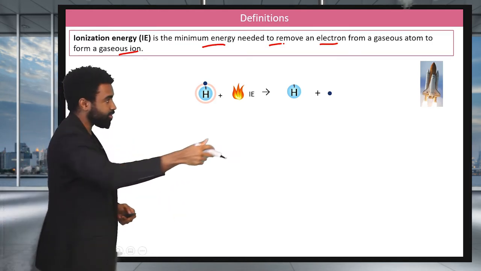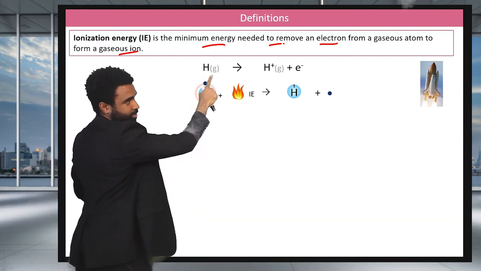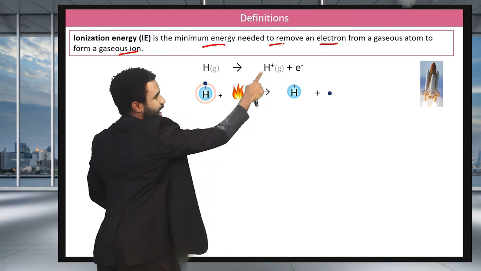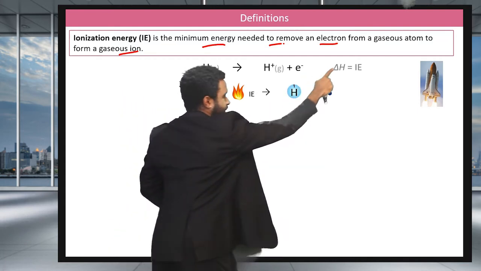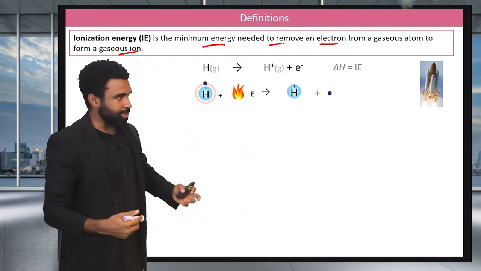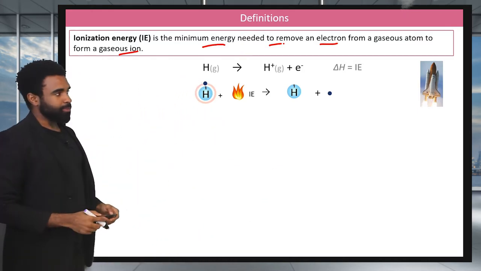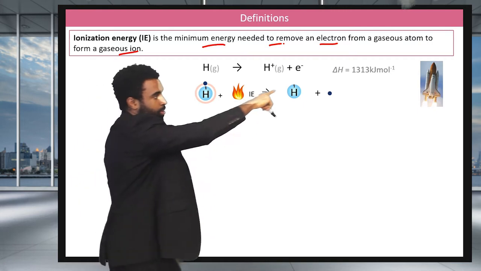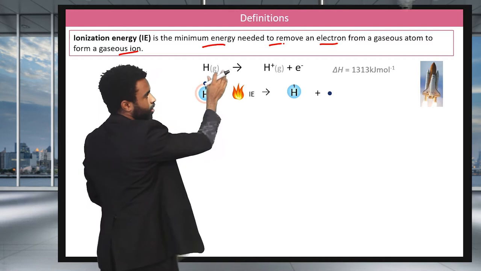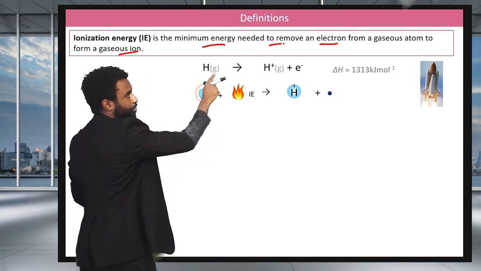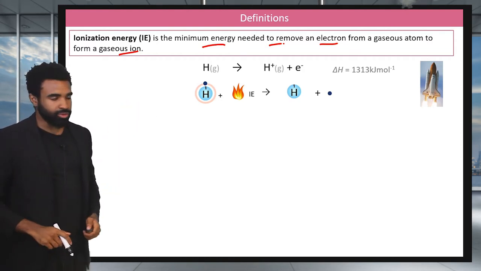More formally, we can write an equation for ionization energy here. So here we have a hydrogen gaseous atom giving you a hydrogen cation plus a free electron. And we can write that the delta H, which is the change in enthalpy of this equation, is indeed the ionization energy for that equation. In this case, that value is 1313 kilojoules per mole. So in order to dislodge a mole of electrons from a mole of hydrogen gaseous atoms, we need 1313 kilojoules.